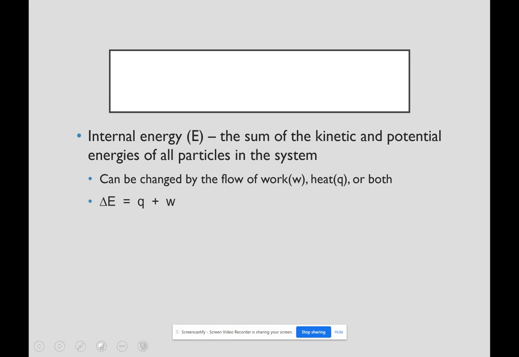Internal energy is the sum of kinetic and potential energies of all particles in the system. This can be changed by the flow of work or heat or both. So your first formula for this chapter is delta E equals q plus w. Putting that into English, triangle delta means change in. So the change in energy of the system is going to be heat plus work.